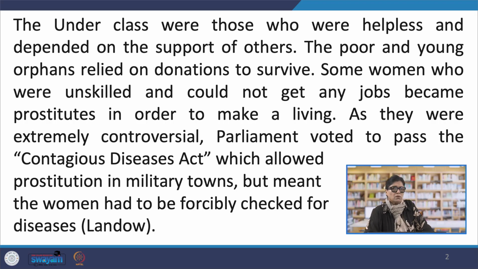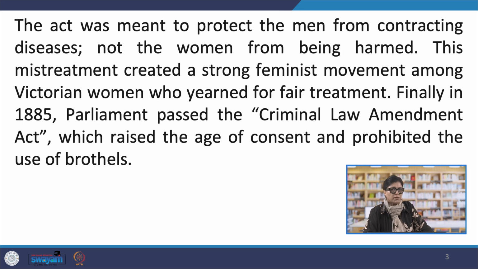The underclass were those who were helpless and dependent on the support of others. The poor and young orphans relied on donations to survive. Some women who were unskilled and could not get any jobs became prostitutes in order to make a living. As they were extremely controversial, Parliament voted to pass the Contagious Disease Act, which allowed prostitution in military towns but meant the women had to be forcibly checked for diseases. The act was meant to protect the men from contracting diseases, not the women from being harmed.